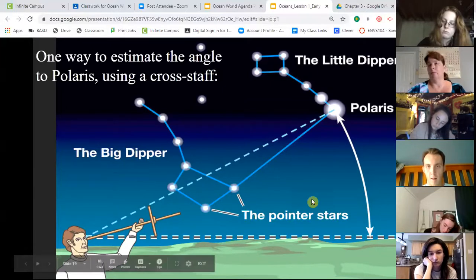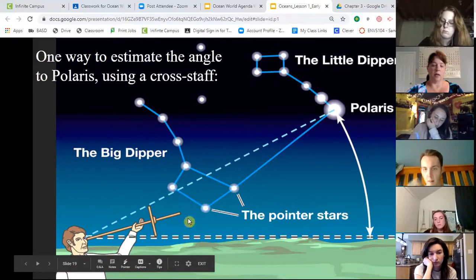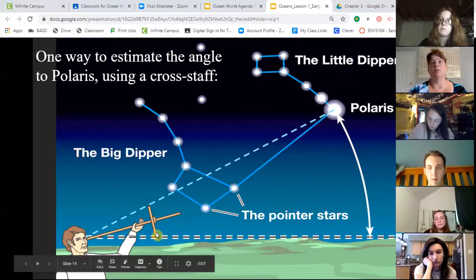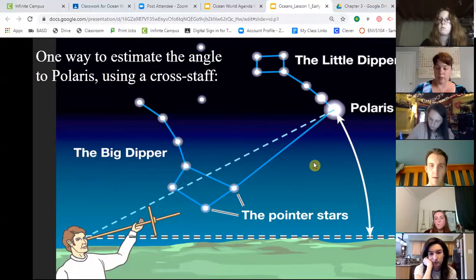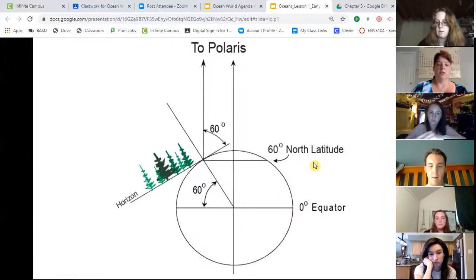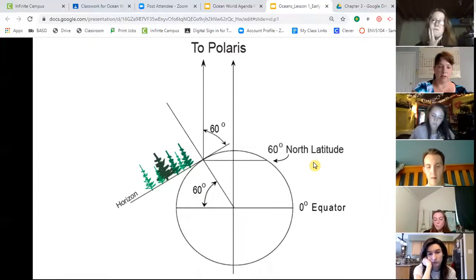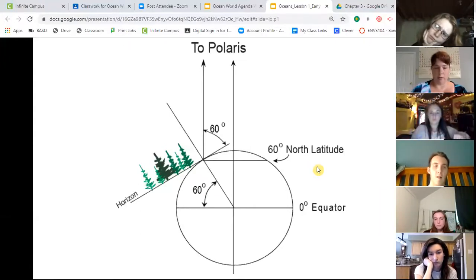And then they learned how, trust me, I don't know the details, but they were able to somehow calculate the angle based on the length of the staff and the length of this piece in order to figure out that particular angle. And then that would give them their latitude. Here's just a diagram kind of showing those angles, but again, it's pretty complicated. It's actually this angle right here, so you won't need to know how to do that.